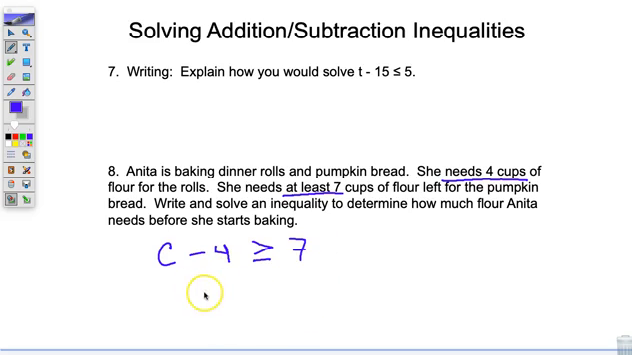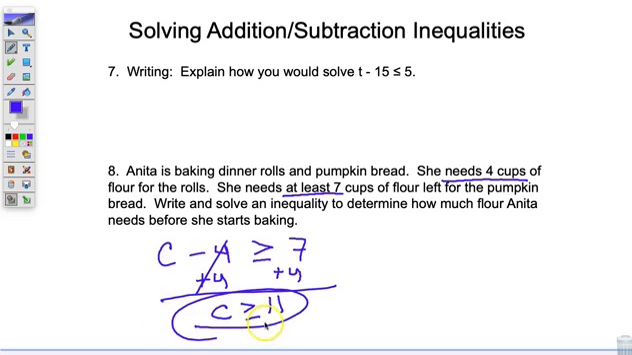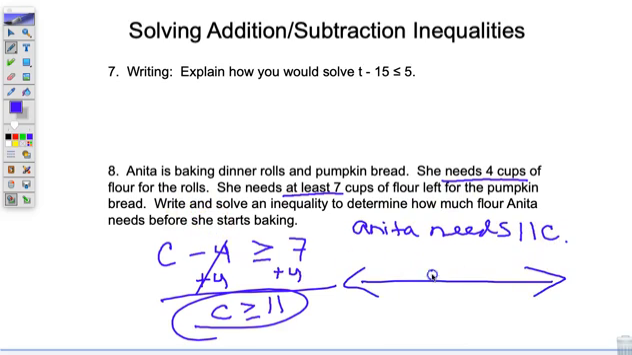So once I'm here, I can go ahead and solve and graph that, and then I would come up with my answer. So let's add 4 to both sides and see what happens. I get c is greater than or equal to 11. So it looks like Anita needs 11 cups to actually do both of these particular items for dinner. If I go ahead and graph that, I definitely want to show where 0 is, and I want to show where 11 is located. This would be a closed circle, and it would bold to the right. We're all done talking about addition and subtraction inequalities.